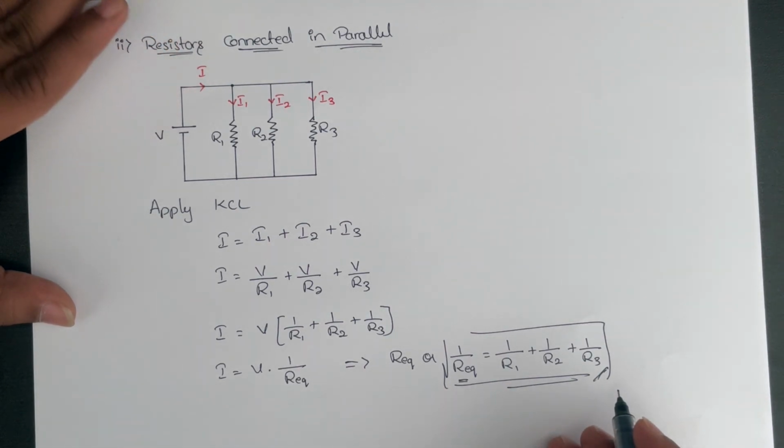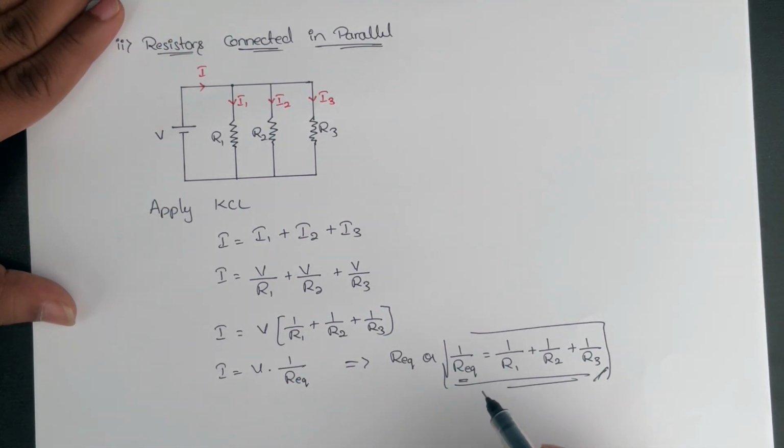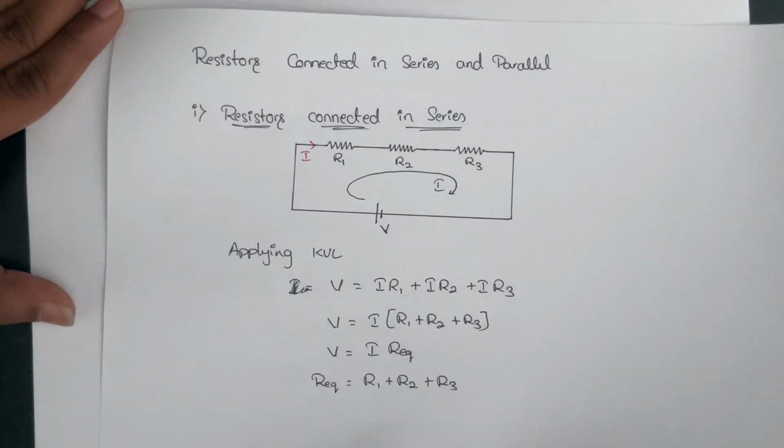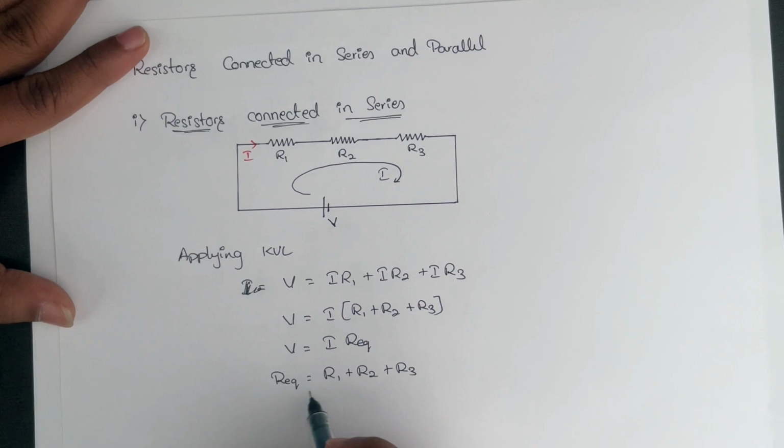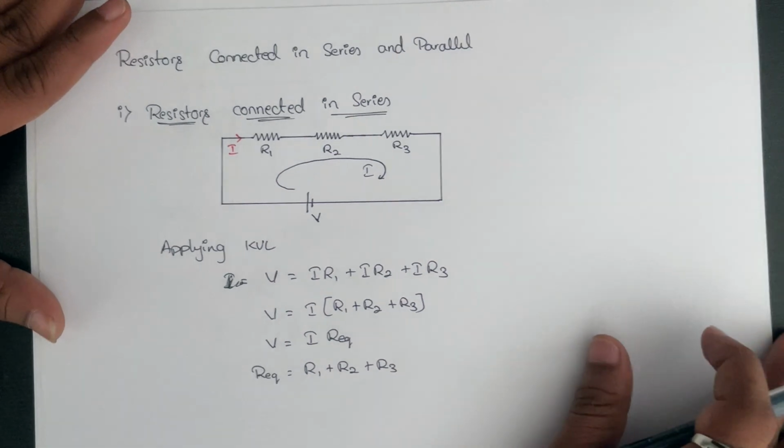Okay, this is the equation for equivalent resistance for parallel connected circuits, and this is for the equivalent resistance for series connected circuits. Hope you people understood.